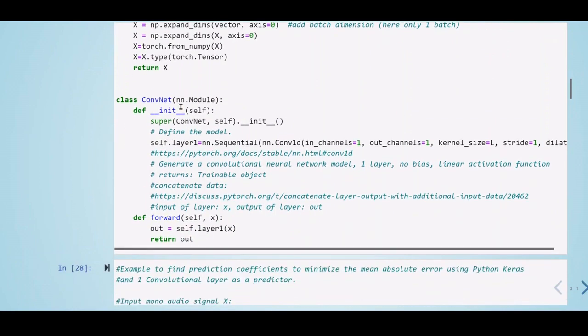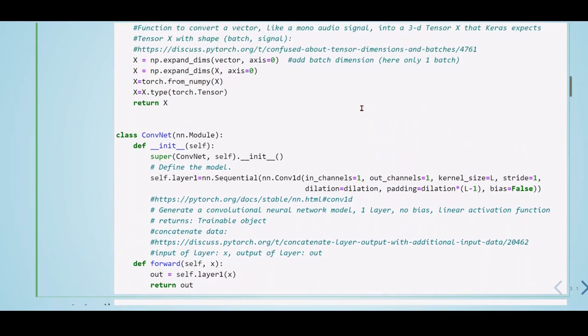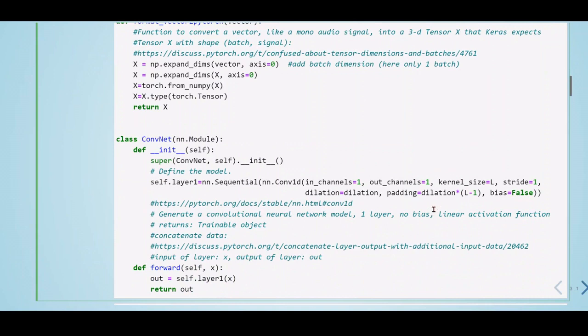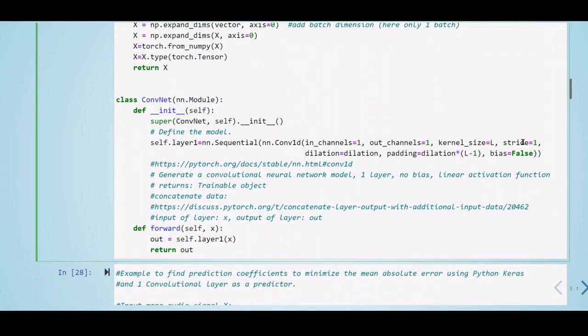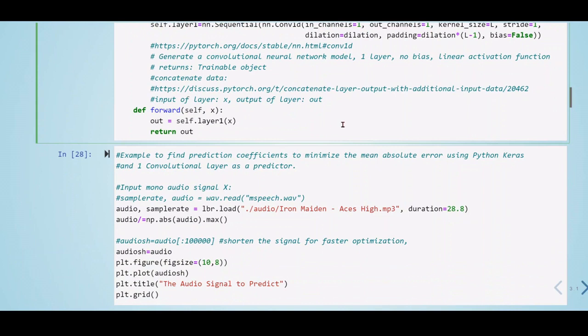Here we are defining our model. We have a convolutional layer, one input channel, one output channel, kernel size equals L, stride equals 1, and the dilatation equals the dilatation that we define here, which is equal to 1, and the padding is the dilatation times L minus 1. We are not using any bias. And here we define our forward function.